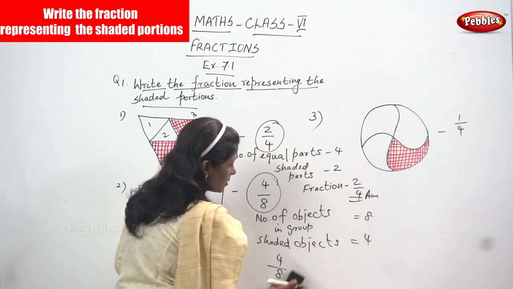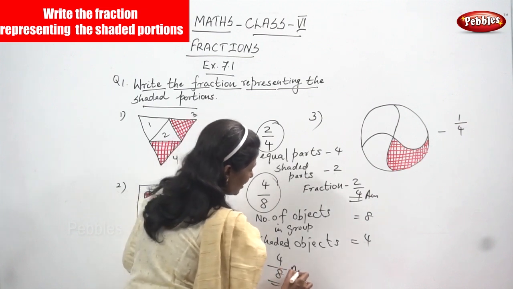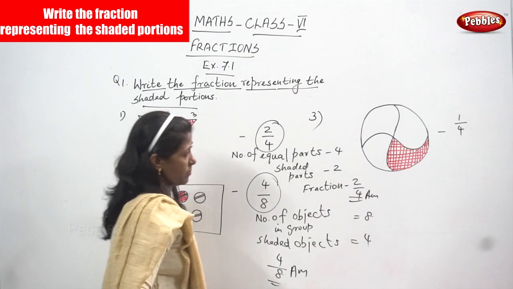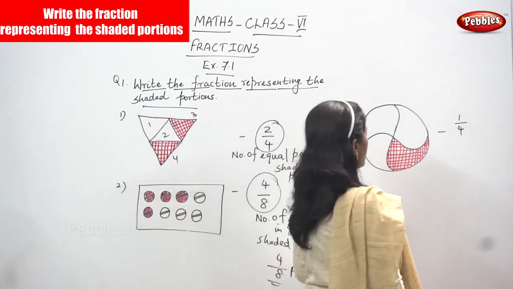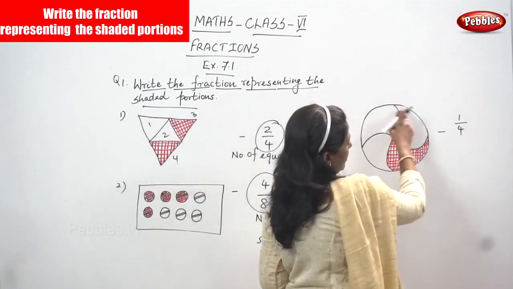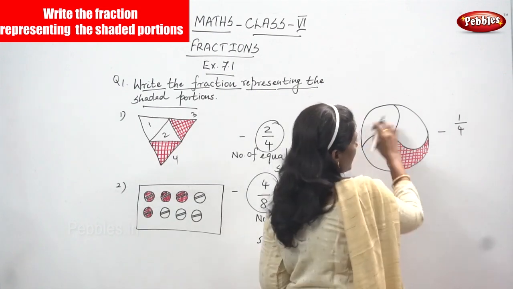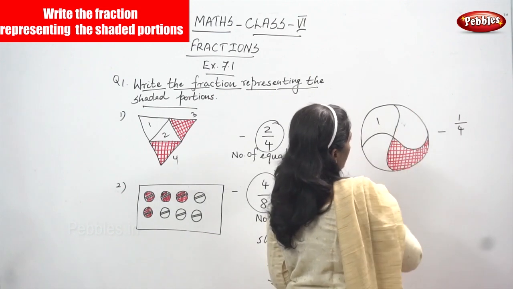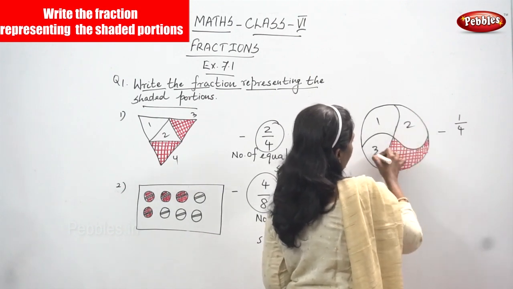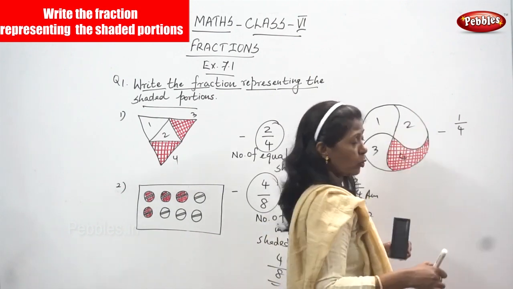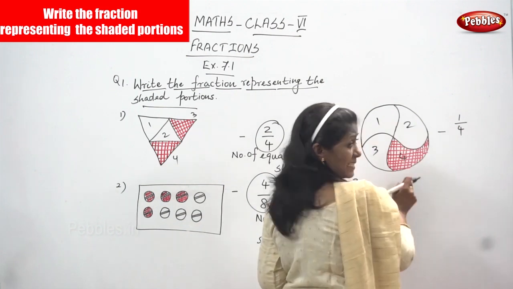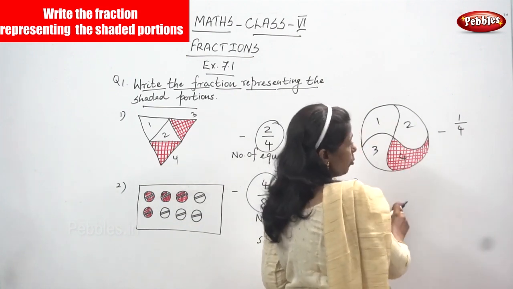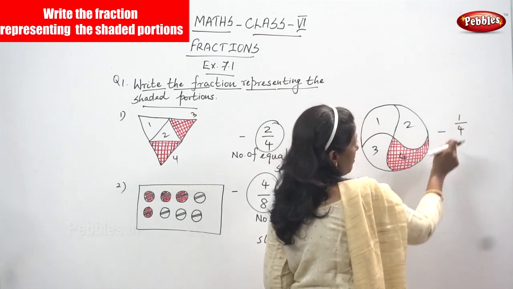This is also the answer, but I have written it very clearly, nearest to the object. And this is the third object. This is an object. So how many equal parts? 1, 2, sorry, 1, 2 and 3, and we can call it 4. Okay, 4 equal parts. It's a single object, but I've shaded only one part. So that is the answer, 1 by 4.